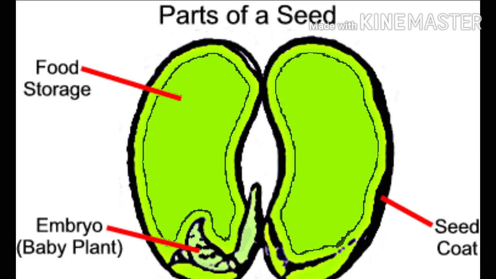Here is a picture that shows the parts of a seed. The outer section is called a seed coat. Inside the seed coat you will see the seed leaves, or we will call them cotyledons, where the food will be stored. And the third part is embryo. We call it a baby plant. Let us study one by one.